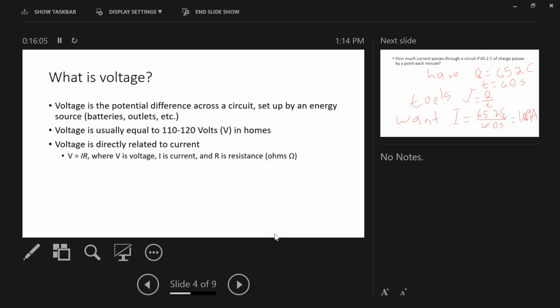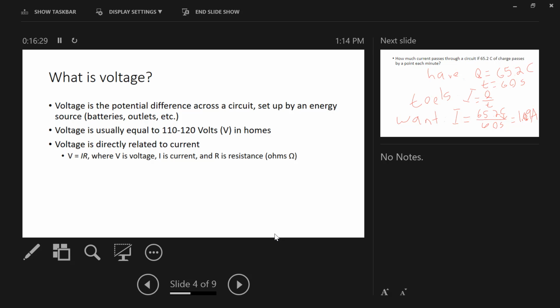So what is voltage? Voltage is the potential difference, and it's a value that's directly related to current. So if your resistance remains constant, so your resistance doesn't change from one situation to the other, if you increase your current, you're going to increase your voltage, right? And if you decrease your current, you're going to decrease your voltage. How do we know that?